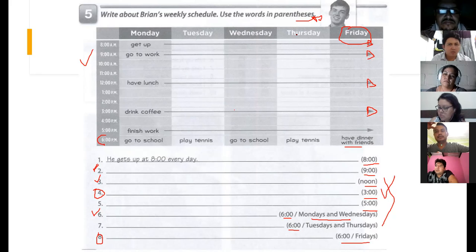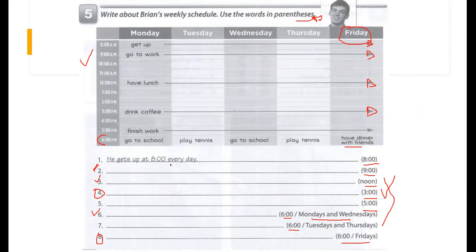So once again, solo para enfatizar un poquito. So you can say, in this case, every day at 8 o'clock, he gets up. Pero así suena raro, ¿verdad? That's why we say he gets up at 8 o'clock every day or 8 a.m.